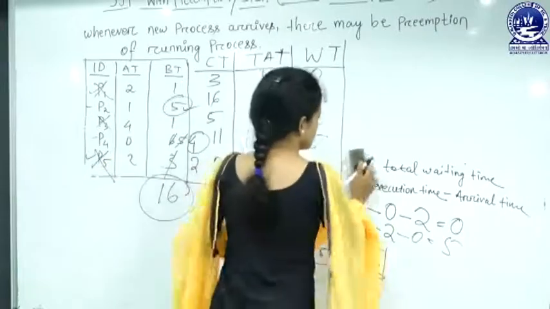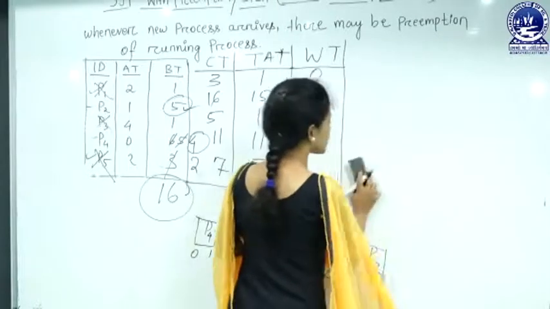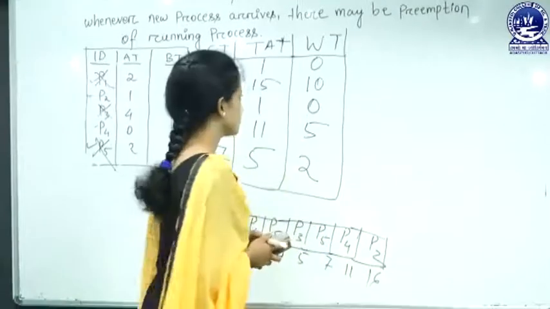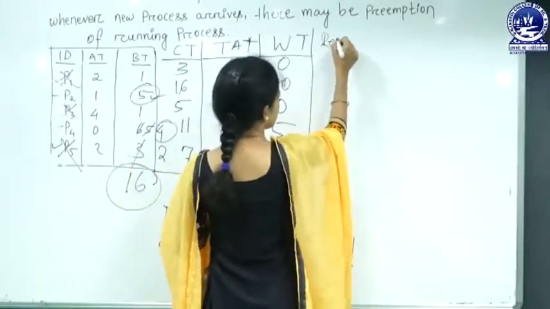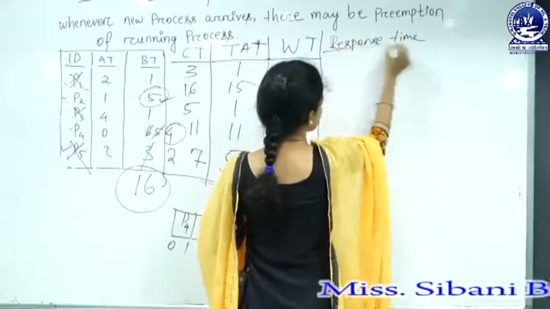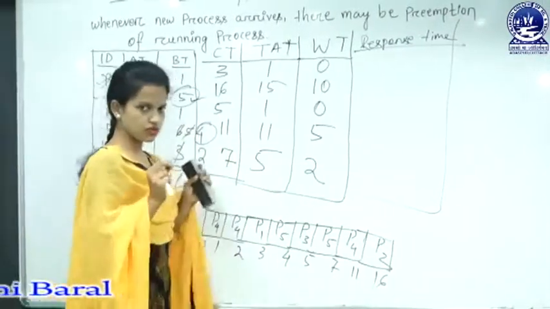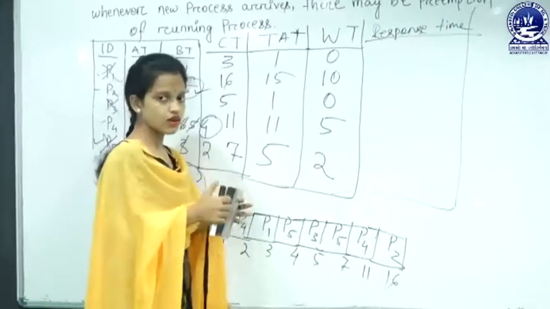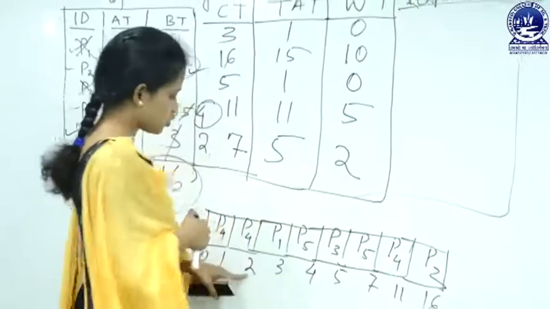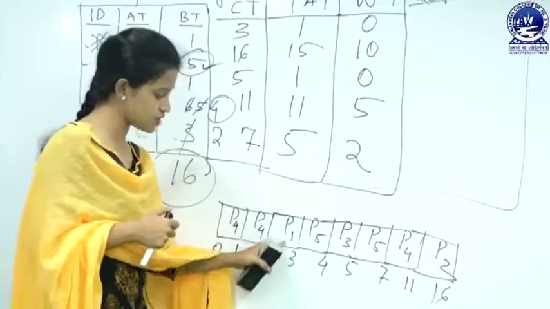Okay. So next is response time. At what time is the process allocated to the CPU? For P1, check out at what time P1 is allocated to CPU. CPU is allocated to P1 at what time? At 2 milliseconds. Don't look at this 3. At 3 milliseconds P1 is terminated.